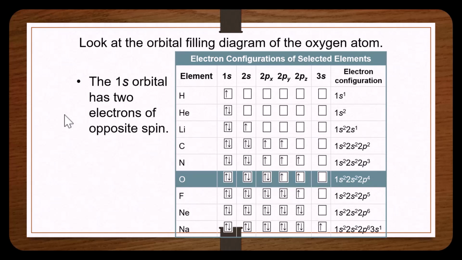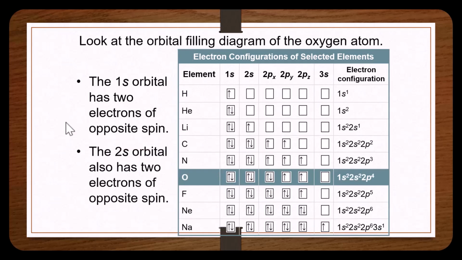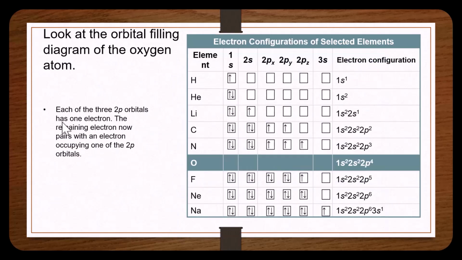So looking at the orbital filling diagram of oxygen, we can see that the 1s orbital has 2 electrons of opposite spin, which is right here. The 2s orbital also has 2 electrons of opposite spin, which is right here. Each of the 3 2p orbitals has 1 electron. The remaining electron now pairs with an electron occupying one of the 2p orbitals. So this is filled up. So the 1s orbital is filled. The 2s orbital is filled.